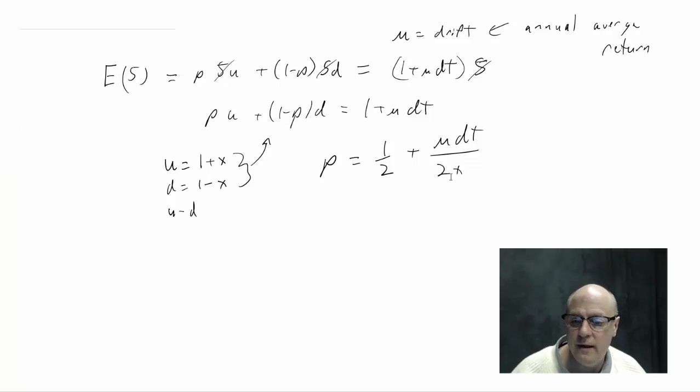That gives me the mu, so that gives me one equation with the p and the x. So I've set the expected value of the stock equal to its drift, or its average return. The expected value of the stock is 1 plus its return. That makes good sense. What else should I do?